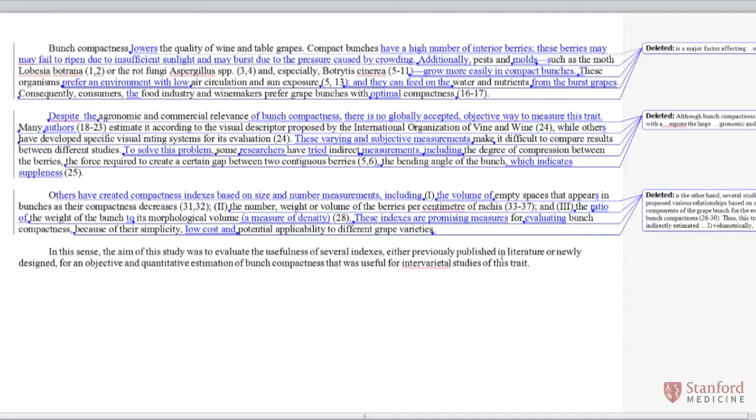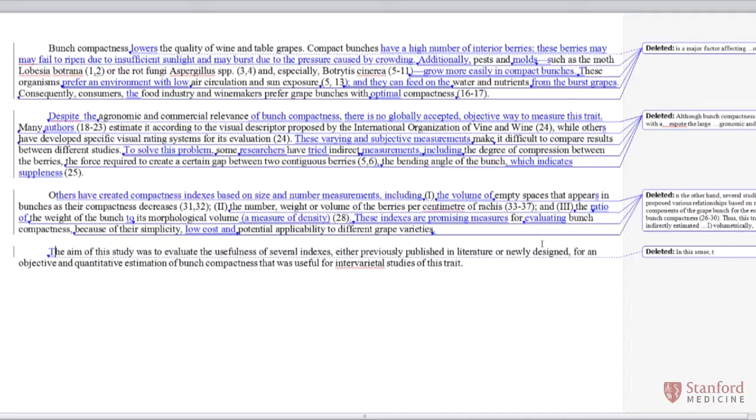So these indexes are particularly promising, and now we jump to the aim of this study. The author started with a sort of little transition here in this sense. We don't need that. We can just start with the aim of the study. That flows logically. The aim of the study, of course, was to evaluate the usefulness of these indexes. So the aim of the study was to evaluate the usefulness of several indexes, either previously published in the literature or newly designed, presumably by this group. And then we get for an objective and quantitative estimation of bunch compactness.